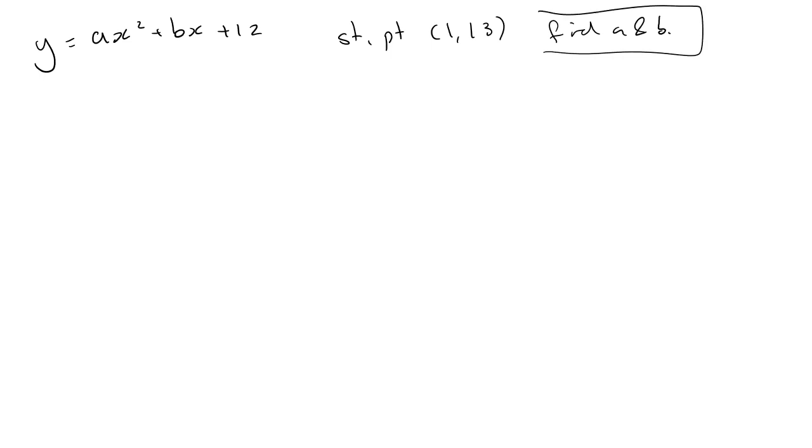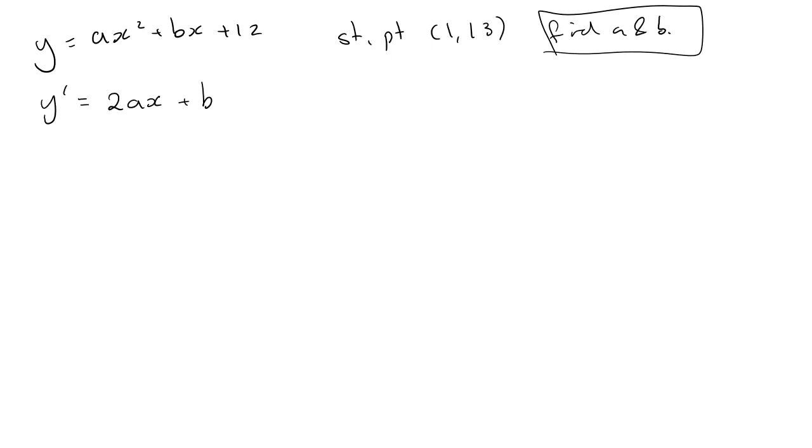So this question says the curve with an equation y equals ax squared plus bx plus 12 has a stationary point at (1, 13). It says find a and b. So in this case, we're given the stationary point, and we need to somehow find a and b. So our step is the same. Find y dash. y dash is equal to 2ax plus b, correct? And the stationary point is (1, 13).